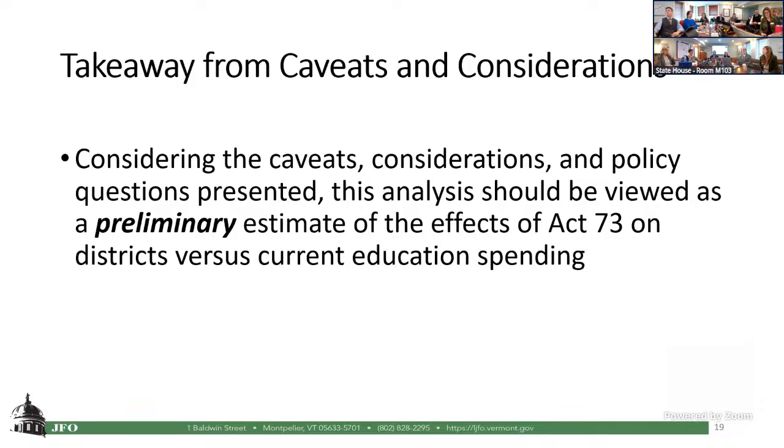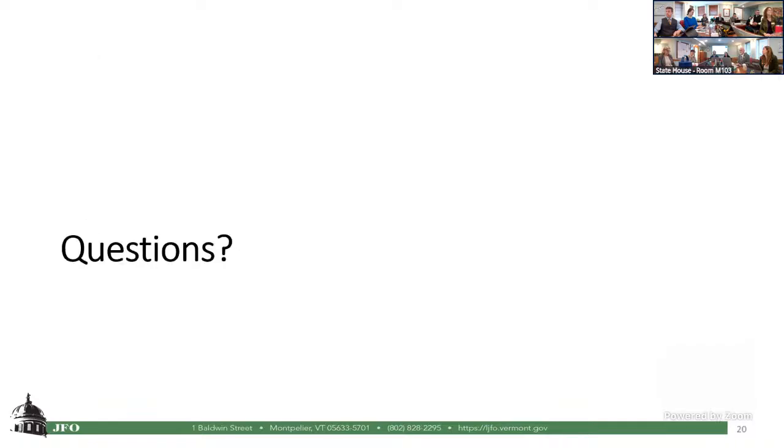So I think the high level takeaway for these last several slides is that when you think about all the caveats, considerations, outstanding policy questions, you should view this as a preliminary analysis, not something that is set in stone and not something that's definitive, just an estimate of Act 73 based on these criteria and parameters. And so that's time for questions.